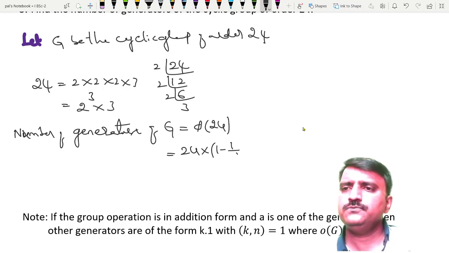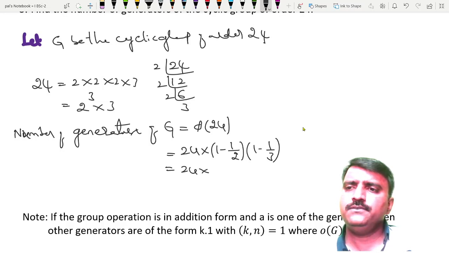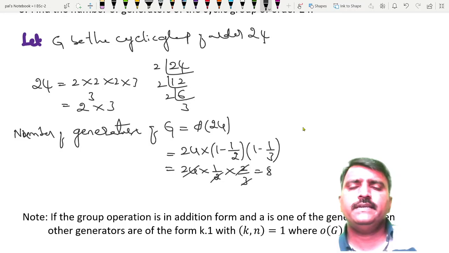That is, here 2 into 1 minus 1 by 3 is also there. Okay, which is equal to 24 into 1 by 2 into 2 by 3. 2 cancels. 3 ones are 3, 3 eights are 24.